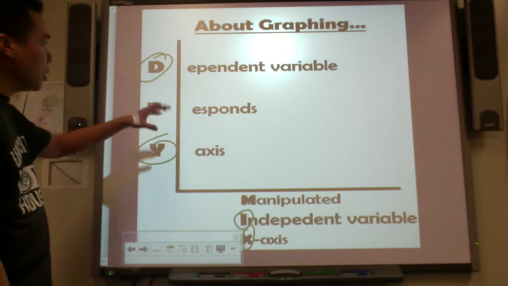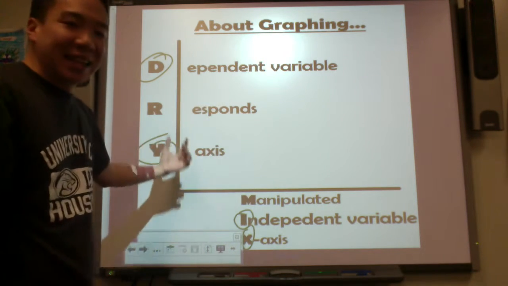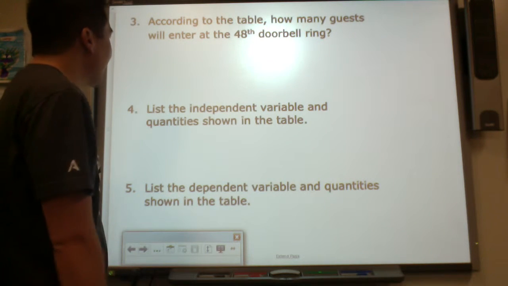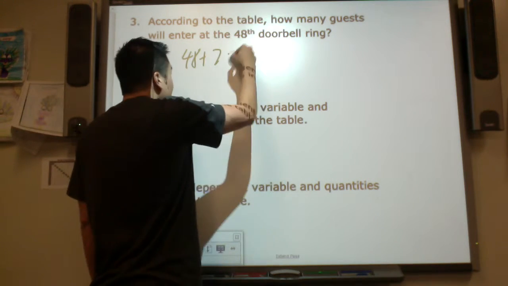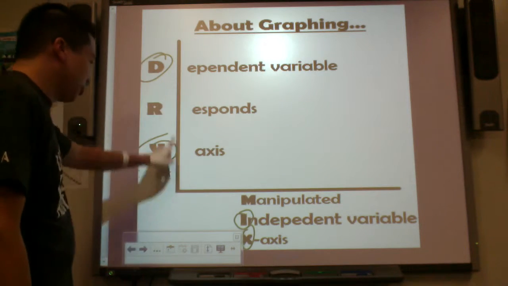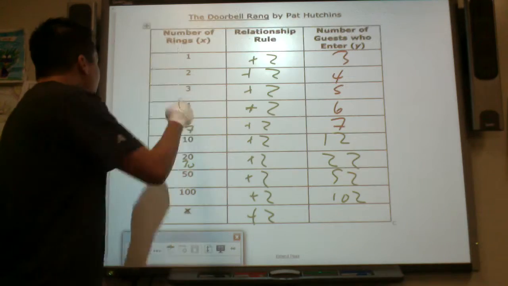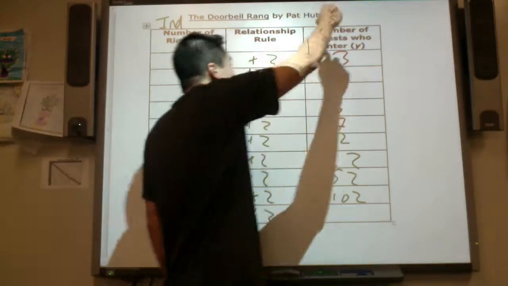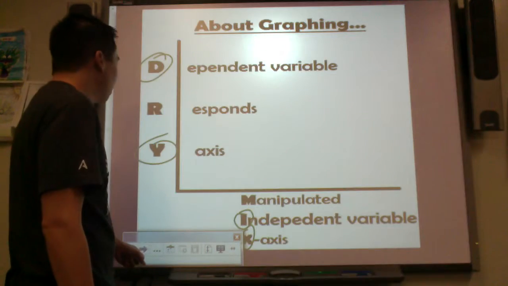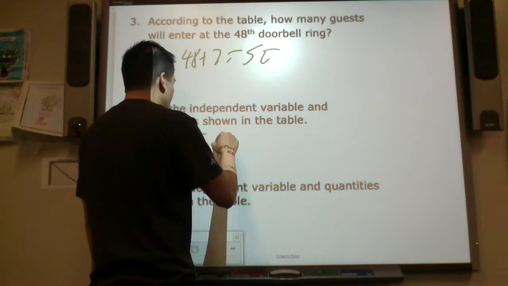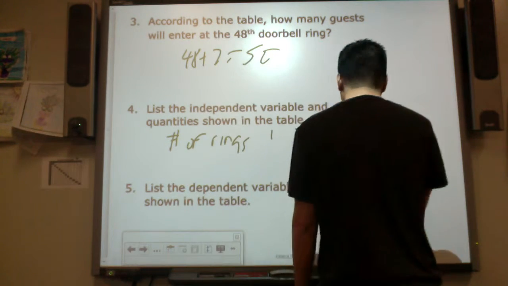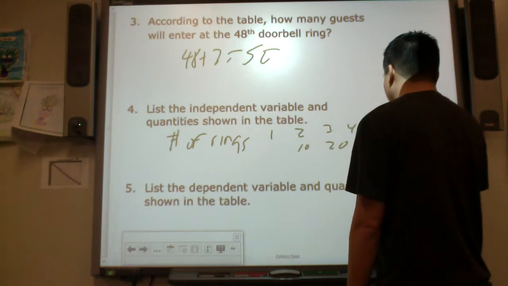So we're going to determine which one is the independent and dependent according to the table. According to the table, how many guests will enter at the 48th doorbell? So 48 plus 2 is 50 guests. Now list the independent variable. So the independent variable is the x-axis. So this is the independent. This is the dependent. Let's go back. The independent is called number of rings and quantities. The numbers were 1, 2, 3, 4, 5, 10, 20, 50, and 100.